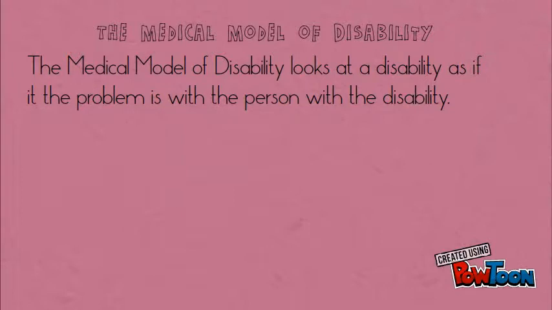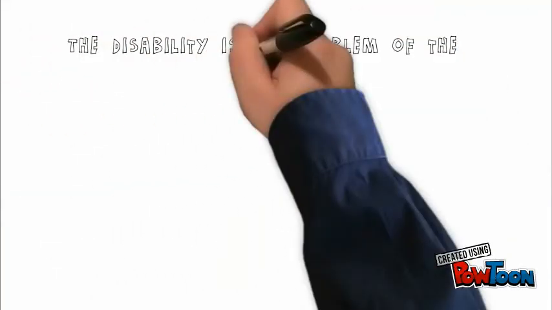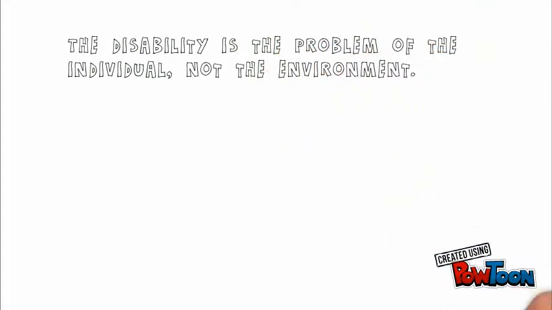The medical model of disability. The medical model of disability looks at a disability as if it is the problem with the person. According to this model, it is the individual and not society who has the problem, and different interventions aim to provide the person appropriate skills to rehabilitate or deal with. The disability is the problem of the individual, not the environment.